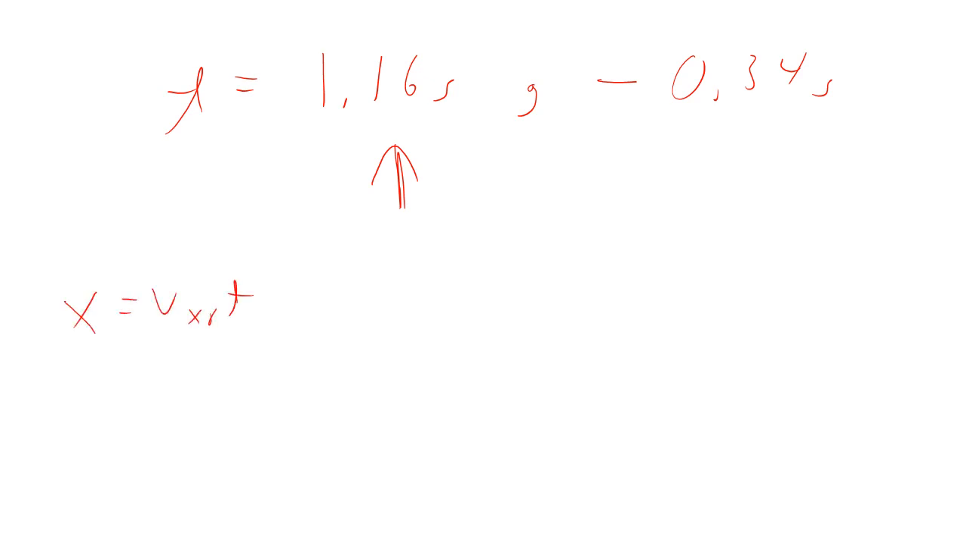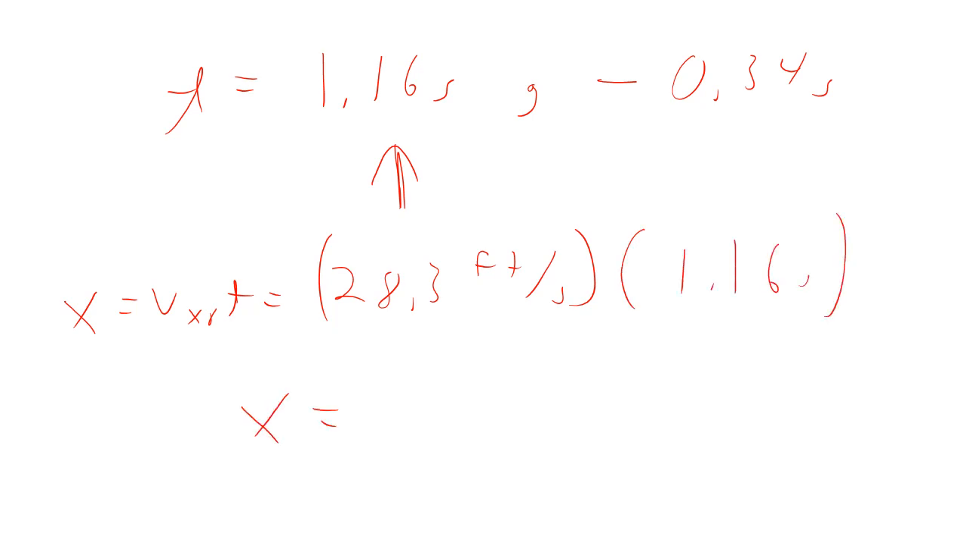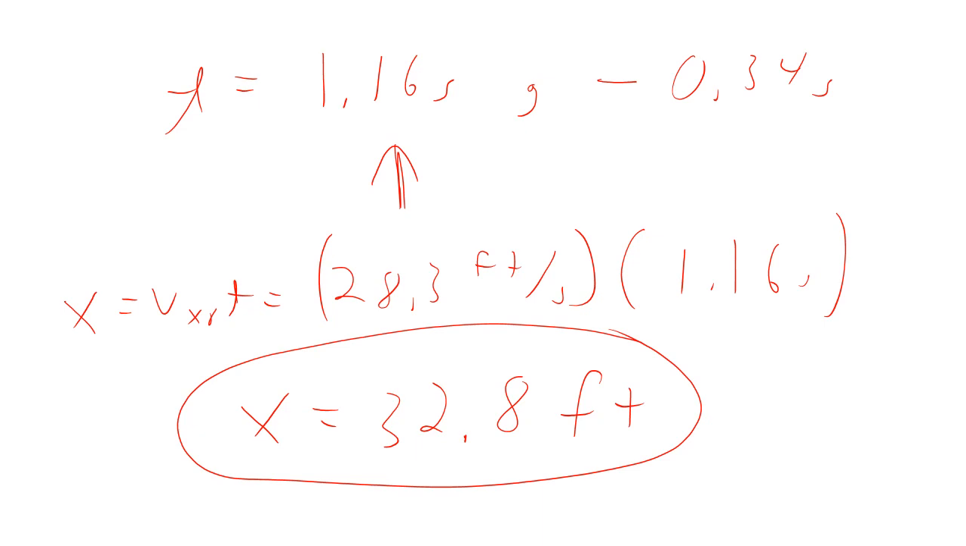So we get two times: 1.16 seconds or minus 0.34 seconds. Well, we know it's got to be the positive number here, 1.16 seconds. So x, which is vx naught times t, is going to be equal to 28.3 feet per second times 1.16 seconds. So x comes out to be 32.8 feet, just shy of 11 yards.